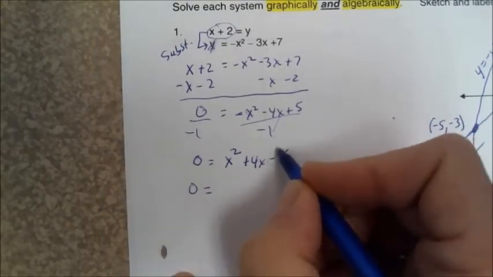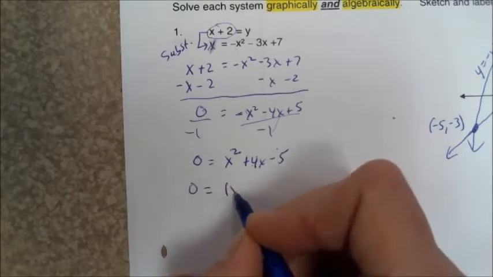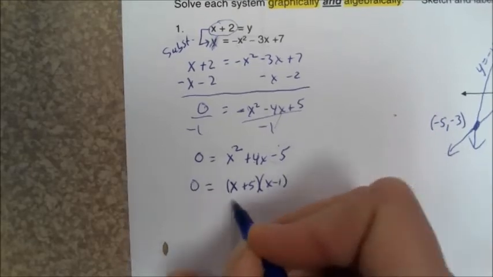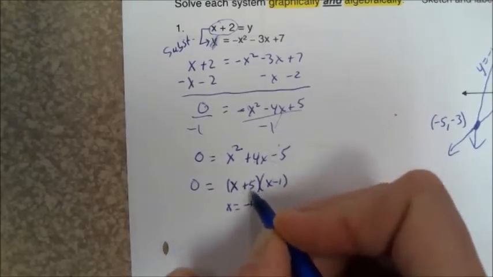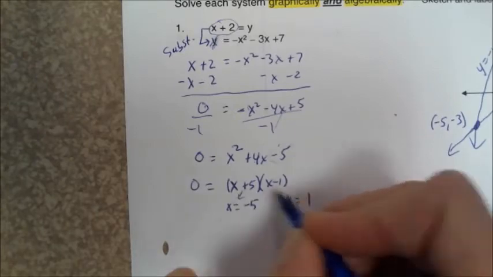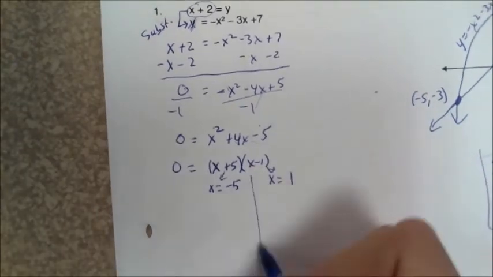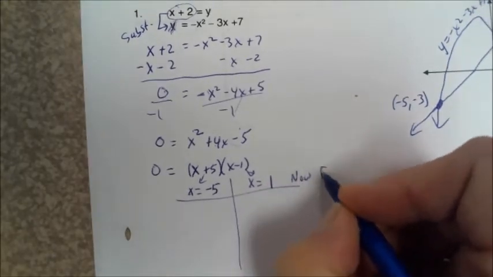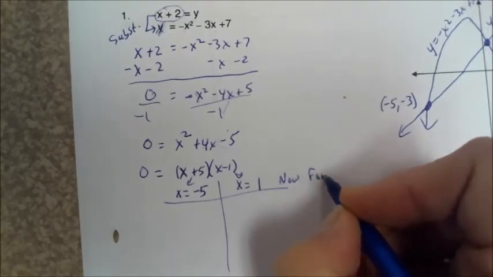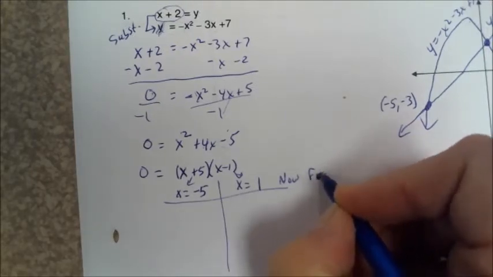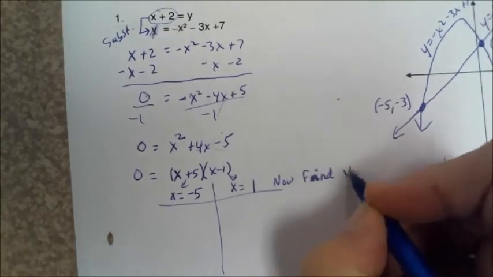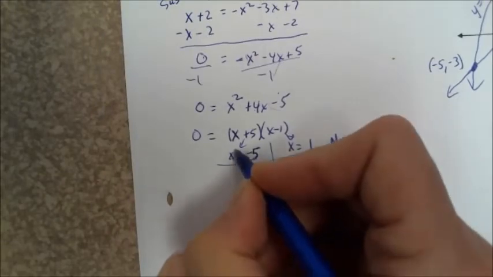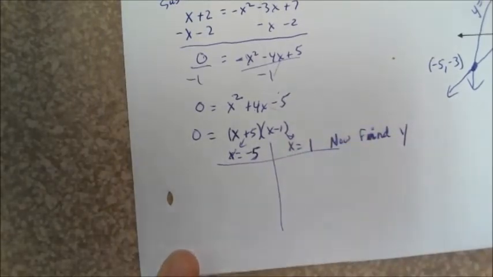The factors of -5 that add up to +4 are what? +5 times -1. So x is equal to -5 here, x is equal to +1 here. And now we're going to set up a table, because once we figure out what x is, we have to now find y, because you're not done when you find x like usual. So now find y. Okay, and so just set your table up here, because when x is -5, y is going to be something. When x is 1, y is going to be something else.